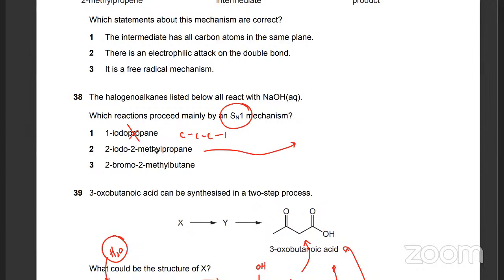This one is also a propane, so 3 carbon atoms. On the second carbon it's got an iodo, so that's an I, and it's got a methyl on the second one as well, so another carbon atom. So this one is definitely a tertiary halogenoalkane. And that one is the same as well, except you have a bromine in that case. So these two are correct. The first one is wrong.